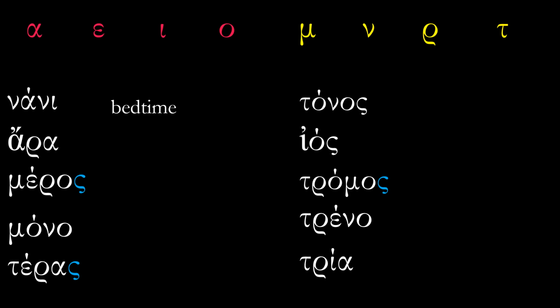The next one is ara. Ara is a very useful word. It means and so, or consequently, or therefore.